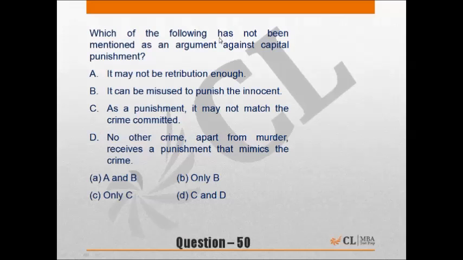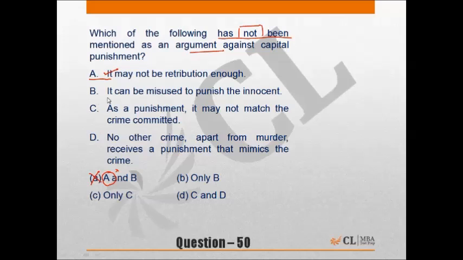Question 50. Which of the following has not been, please be careful, do not miss this word not, been mentioned as an argument against capital punishment? Statement A: it may not be retribution enough. This has been very clearly mentioned, we do not need to worry. Yes, a couple of times it has come. So statement A cannot be a part of my answer, hence choice A has to be incorrect because it contains statement A. Because statement A has already been mentioned, any choice that contains statement A has to be incorrect.